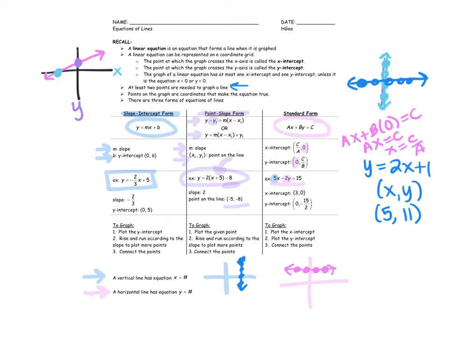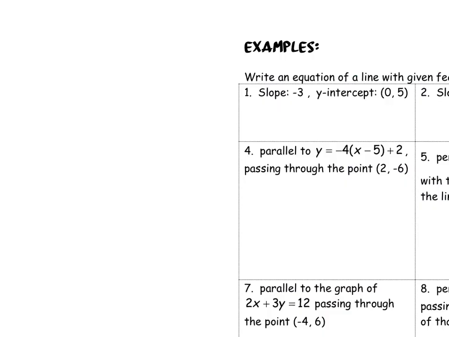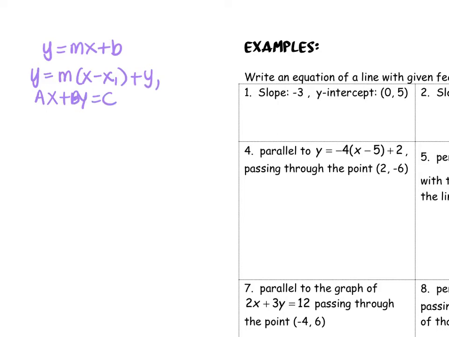Now we're going to go through some examples. All right, let's do some examples. Before we get started, I'm just going to recap over here the 3 forms of the equations of lines. So that first one, y equals mx plus b, that's slope-intercept. The second one, y equals m parentheses x minus x1 plus y1, that is point slope. And the last one, ax plus by is equal to c, that is standard form.